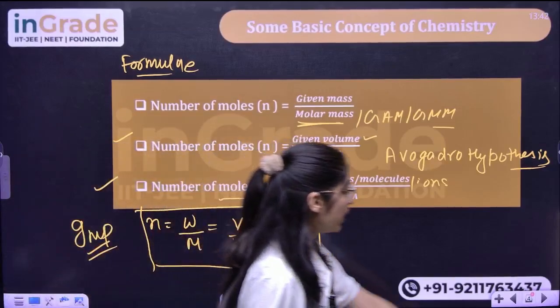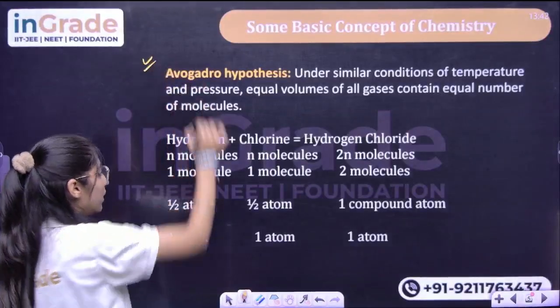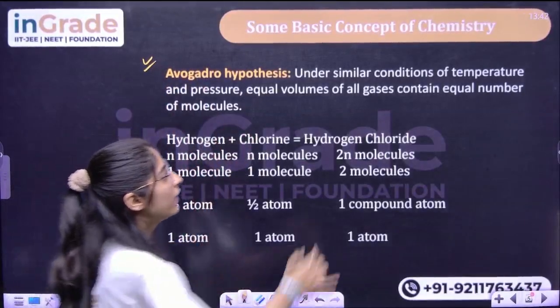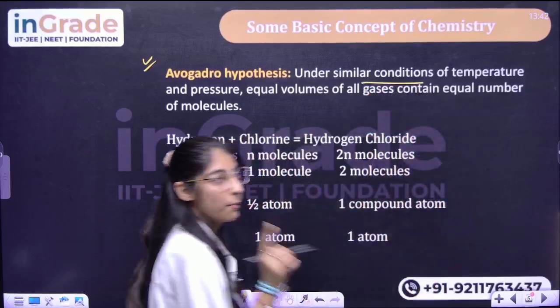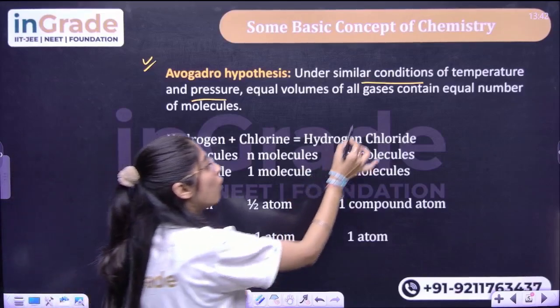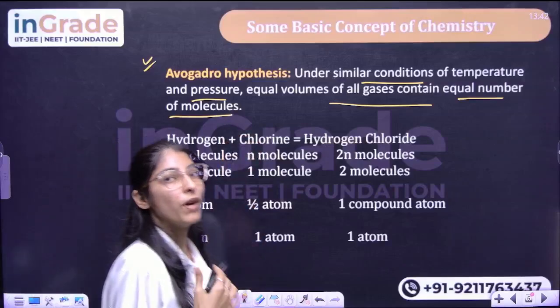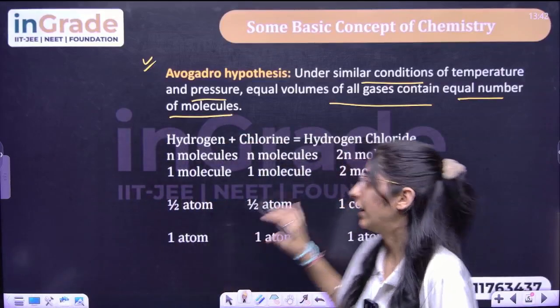Now let's move further and see what Avogadro hypothesis is. Simply this says that under similar conditions of temperature and pressure, equal volumes of all gases contain an equal number of molecules. What does this mean? We are not getting it.